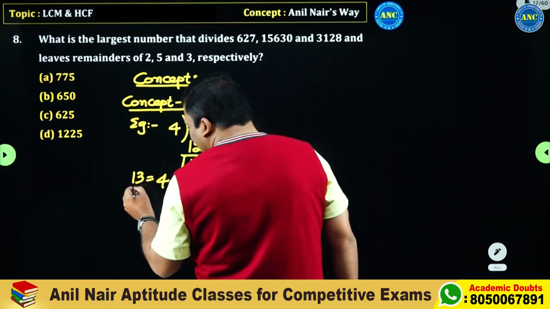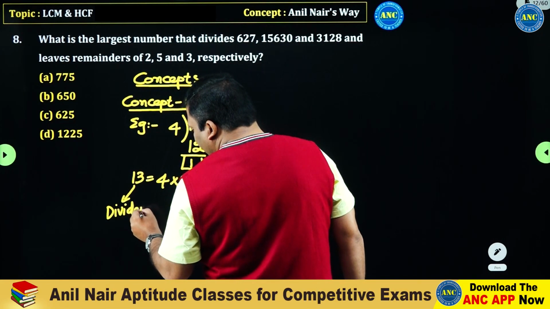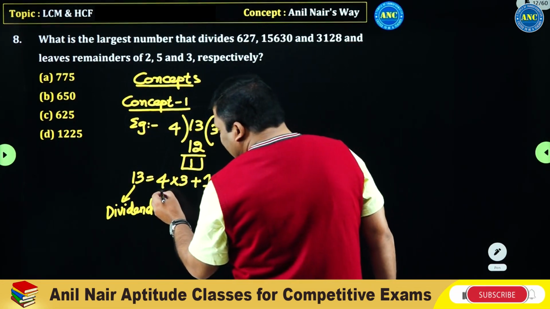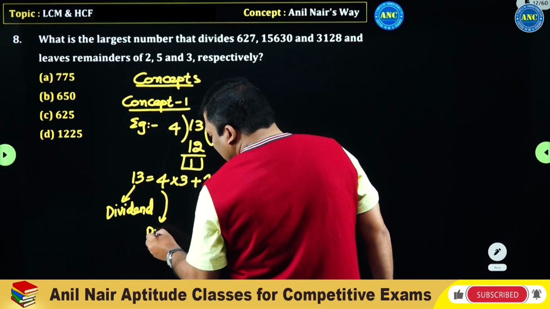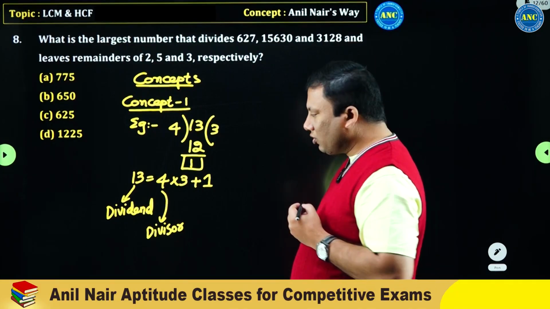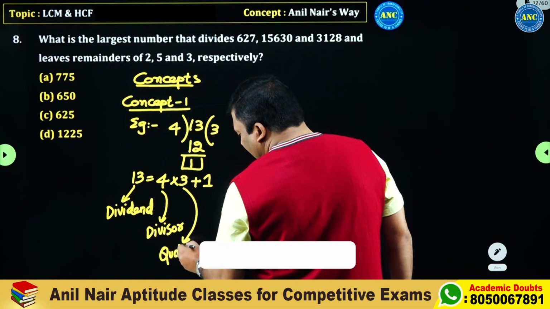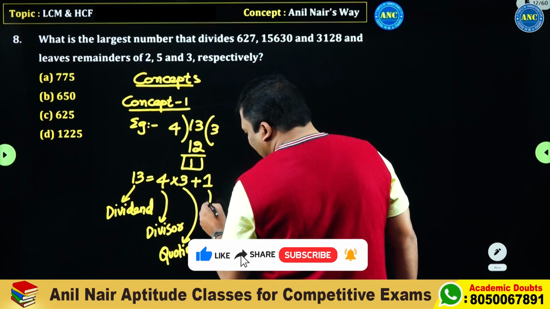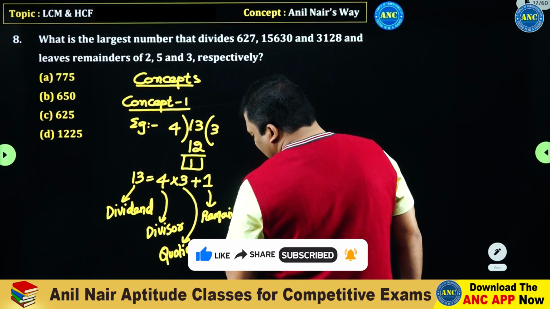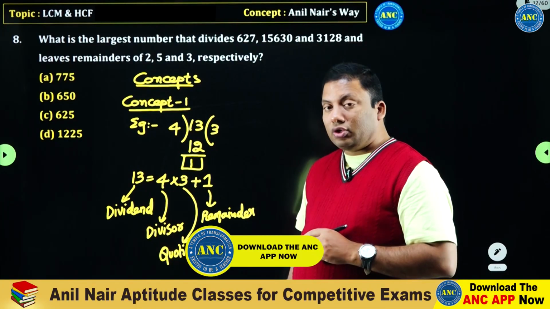In 13, the number which is getting divided is called the dividend. The number which is dividing is called the divisor. How many times the divisor goes into the dividend is called the quotient. What is left over is called the remainder. 13 is written as 4 into 3 plus 1.